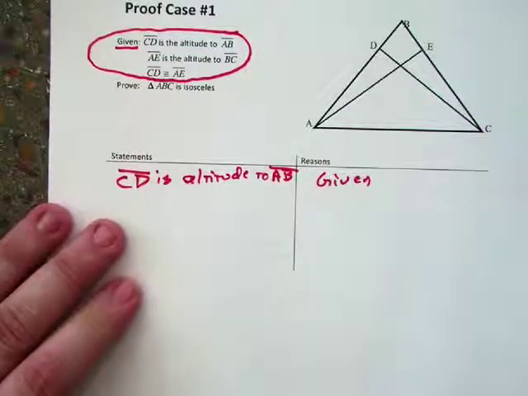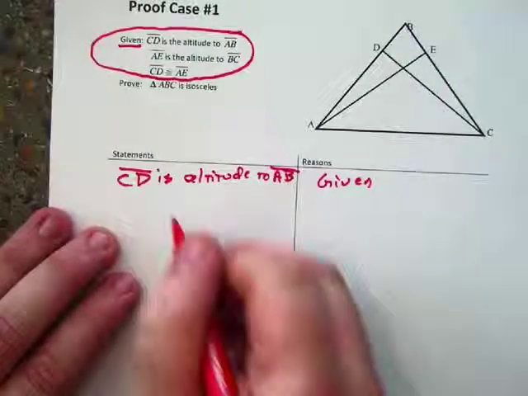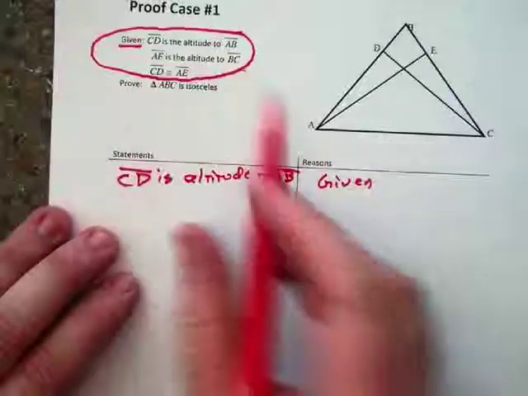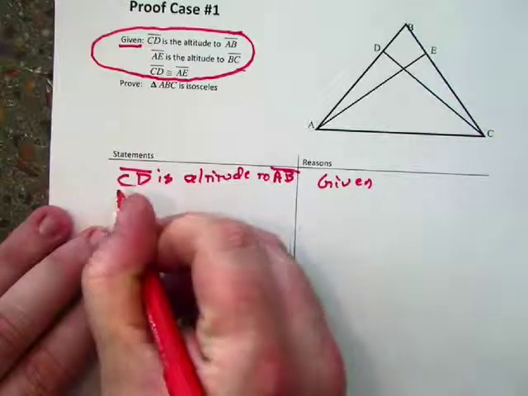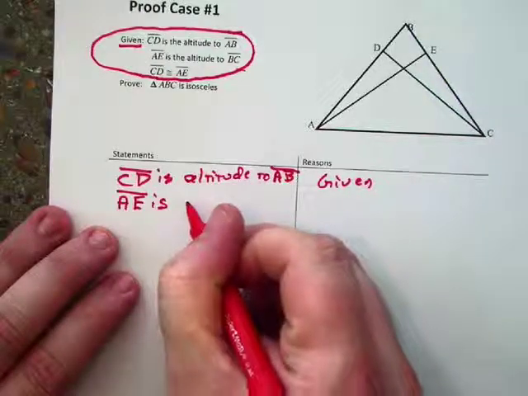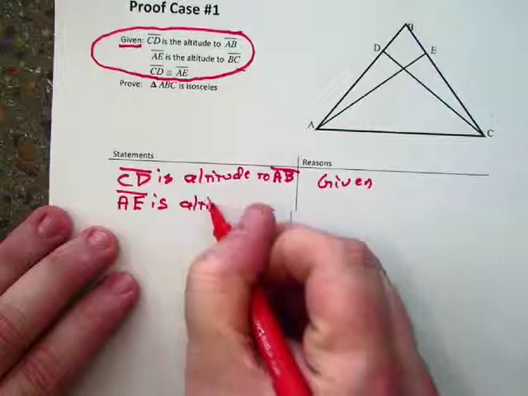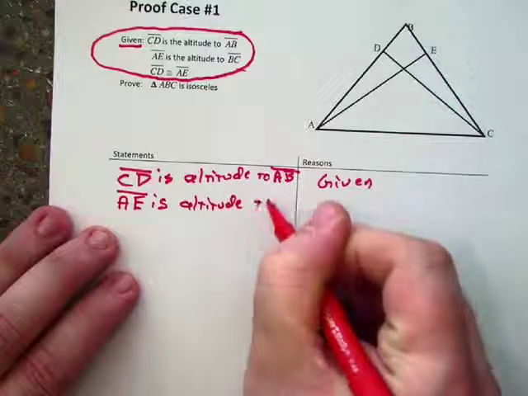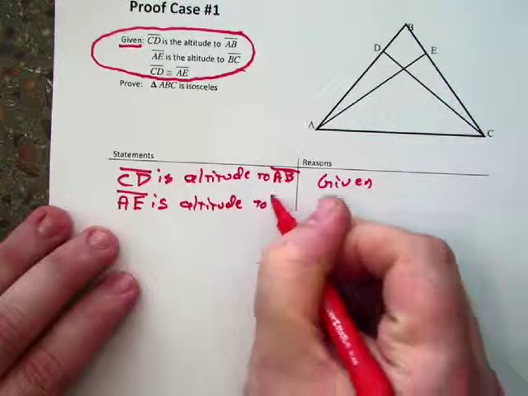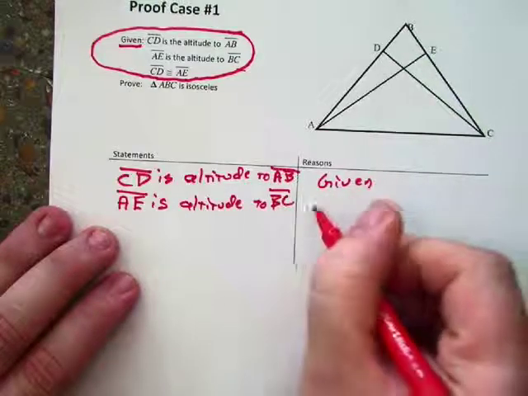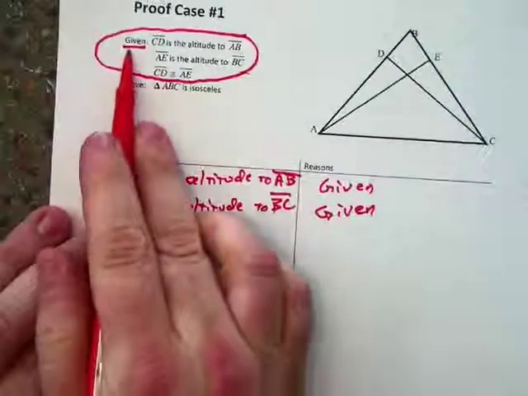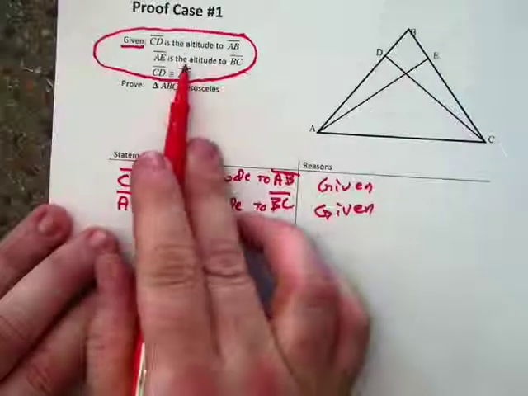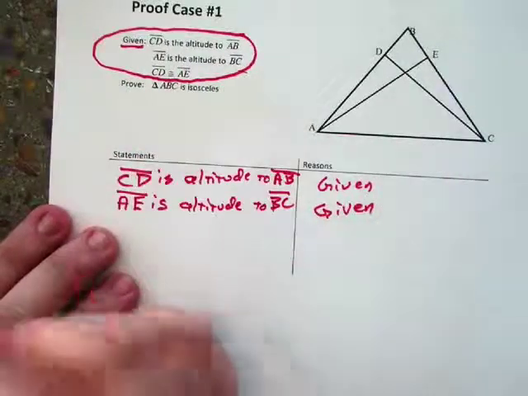Okay, and you can only do one thing per line. So next, I want to just state that the other one's the altitude. So AE is the altitude to line BC. And that also is given, okay? Because it's listed under the given, or it's told to us directly, okay?